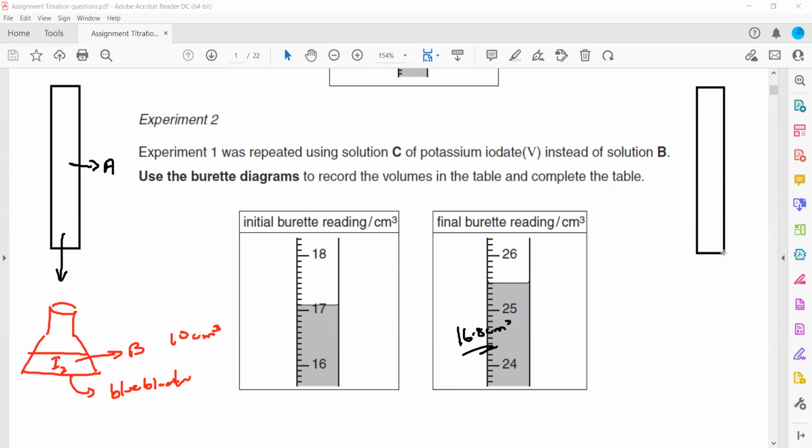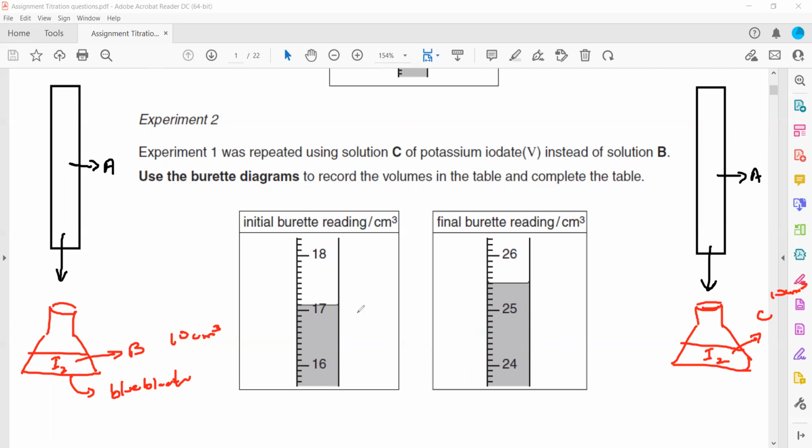So the student did the second experiment, and this time the student took the same solution A of thiosulfate, but instead of using solution B, the student used solution C, the same amount of solution C as B, which is 10 cm cube. The difference is that the concentration of iodine, like potassium iodide, is different. When the student adds solution A from the burette, how much solution is added? So how can we identify how much is added?